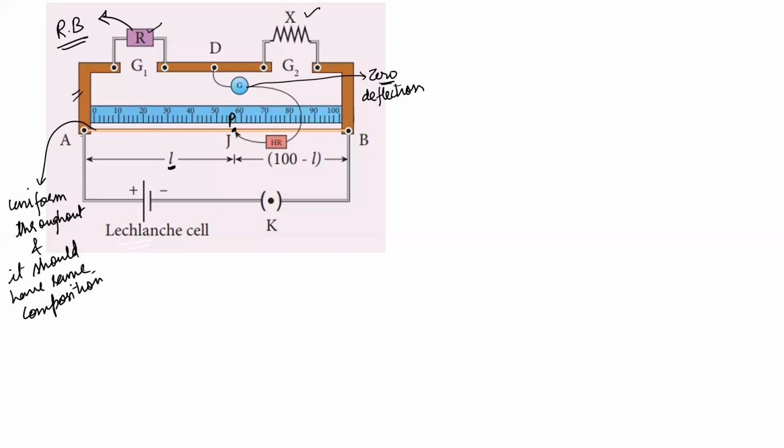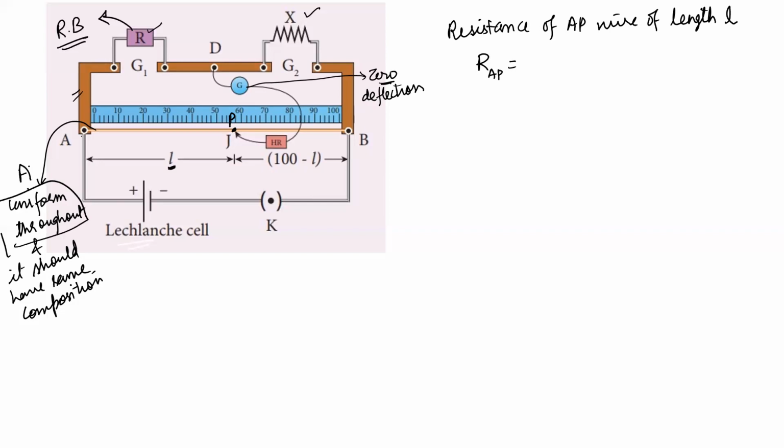So now what we can see is, the resistance of the AP wire can be determined as RAP. This AP wire is of length L, and the area is uniform throughout. That means the area remains the same. So we had assumed the area as A. So for RAP, same composition means resistivity is going to remain the same. So rho L by A will be the resistance offered by RAP.